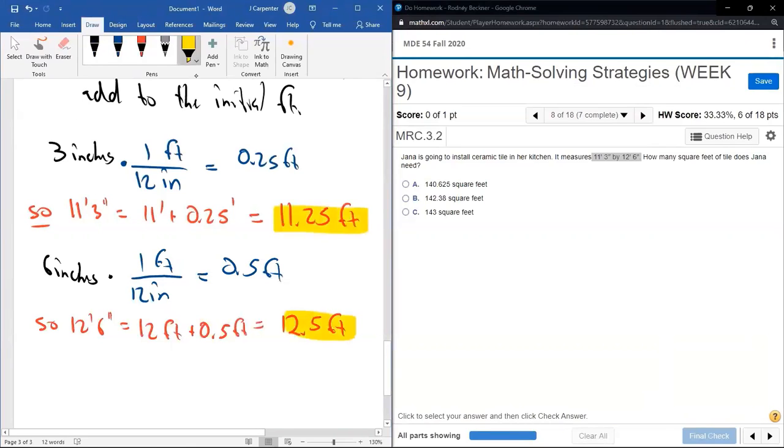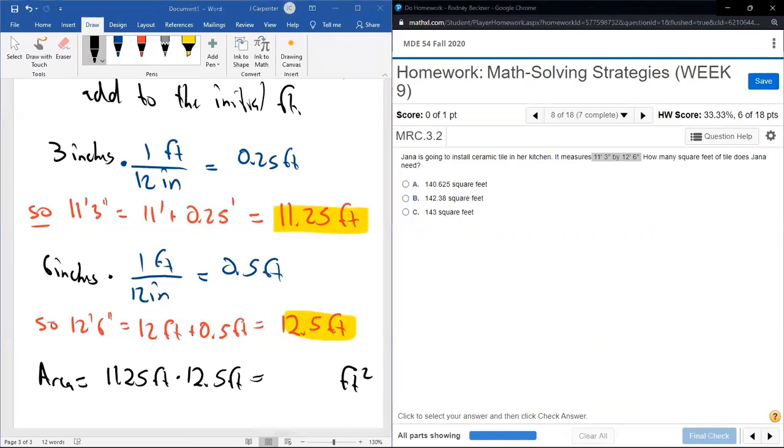Our answer needs to be in square feet. If you have a length and a width, how do you find an area? You multiply. So that's all we got to do. So the area would be 11.25 feet times 12.5 feet. No matter what, our units are going to be feet squared. Feet times feet is feet squared.